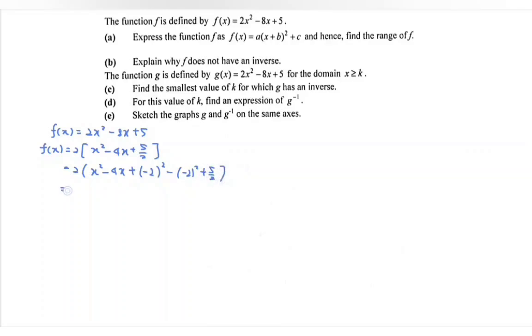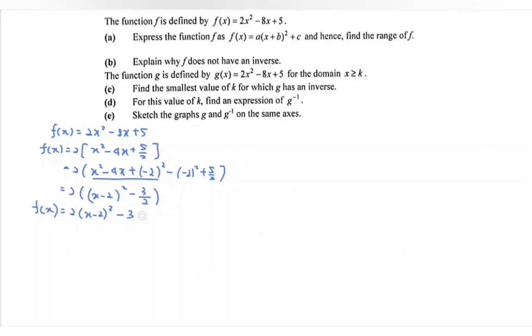So continue, simplify, 2 bracket. Focus on this part, we have x minus 2 bracket squared, and then we have negative 4 plus 5 over 2. Negative 4 will be negative 8 over 2, so we will have negative 3 over 2. Expand. So we have 2 bracket x minus 2 bracket squared and then minus 3. So that is the standard form for f(x).